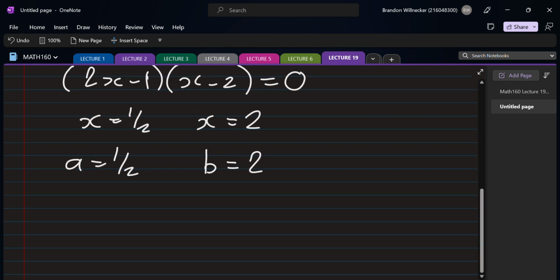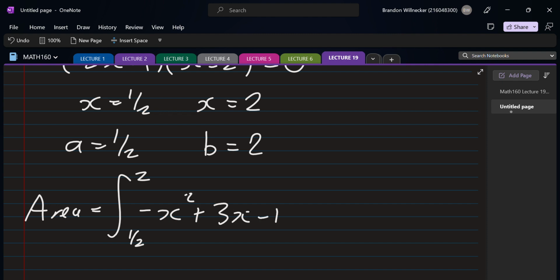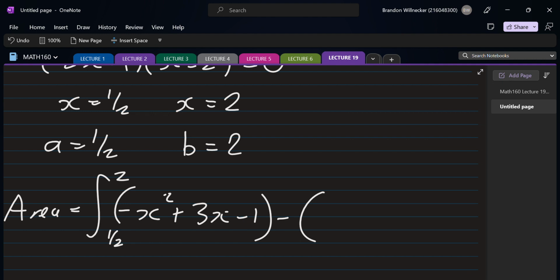Okay, so now we can write out the integral for the area. So the area will be the integral from 1/2 to 2. Okay, so from the lower one to the upper one. Then we're going to have minus x squared plus 3x minus 1. Okay, we said that was our upper function, just from experience, because we know that minus x squared has that local maximum, so it should be at the top. Minus the lower function. Just remember, if you're minusing something, put it in brackets so that when you distribute the minus sign, you get the right answer.